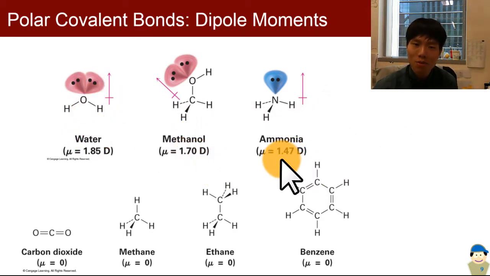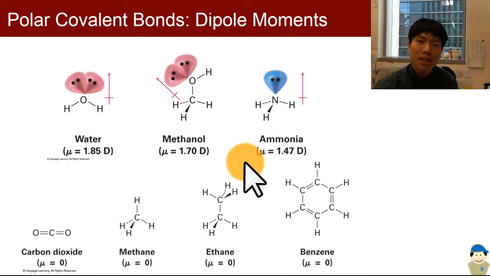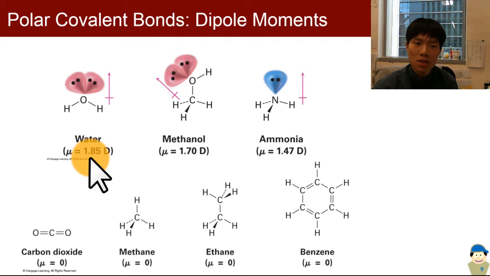Methanol 1.7, 1.47 for ammonia. You might want to compare between ammonia and water. Why is there a higher value for water? Because oxygen is more electronegative.